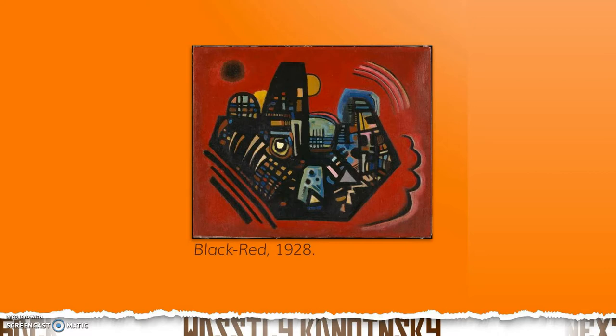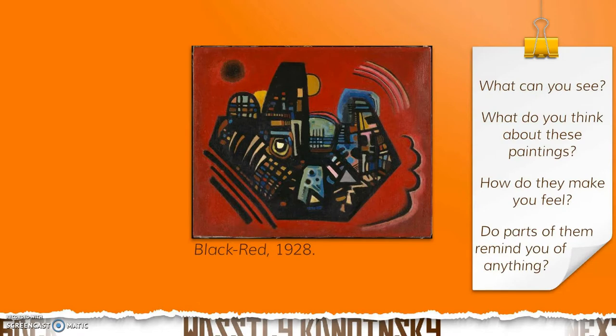Kandinsky was trying to develop a language for art, a way of showing ideas and feelings using these colours, shapes and patterns. And we can see here the Black-Red painting, one of his famous artworks. And I want us to pause on this. I want us to think about some questions. I want you to look closely and think, what can you actually see in that artwork?